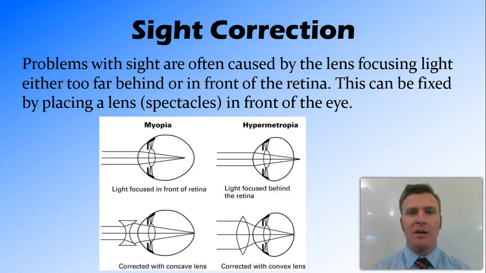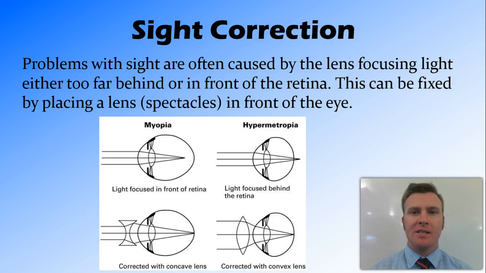In myopia, short-sightedness, the light that comes in is focused too far in front of the retina. So what we can do is, by using a concave lens, we can correct this sight so it correctly focuses onto the retina. The opposite of this, hypermetropia, or long-sightedness, is when the lens is not focusing the light quite enough and therefore focuses it behind the retina.